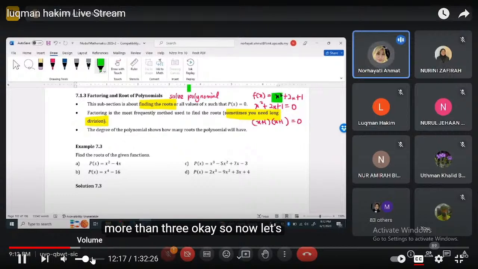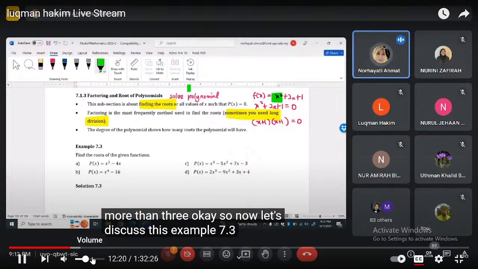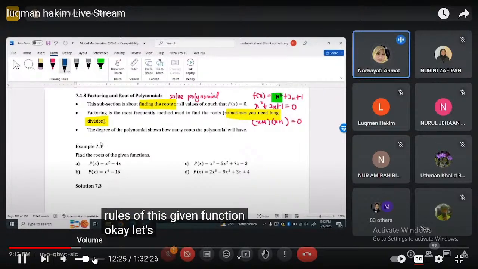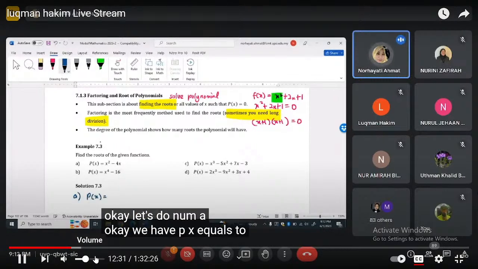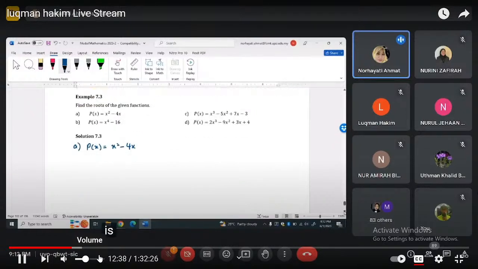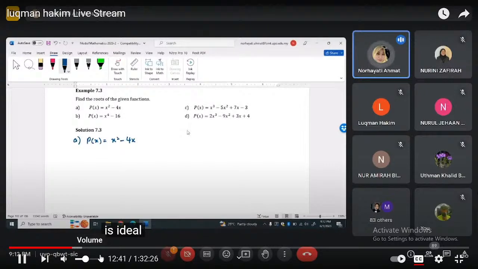Now let's discuss this example 7.3, how to find the roots of the given function. Let's do A. We have p(x) equals x squared minus 4x. So how to factorize this? Does anyone want to help, give an idea? How to factorize this?